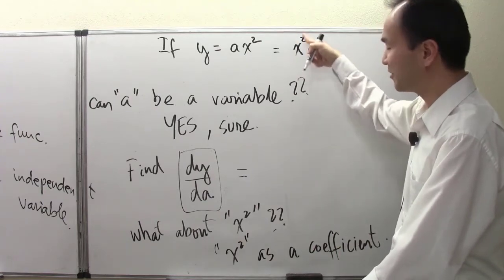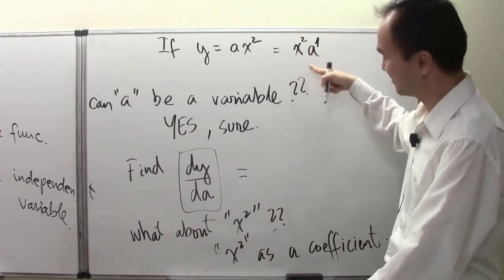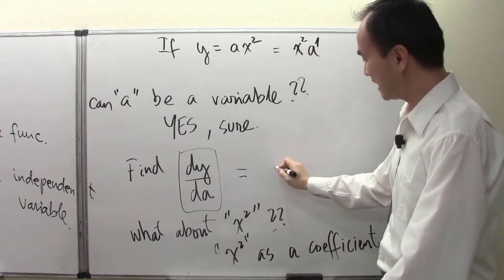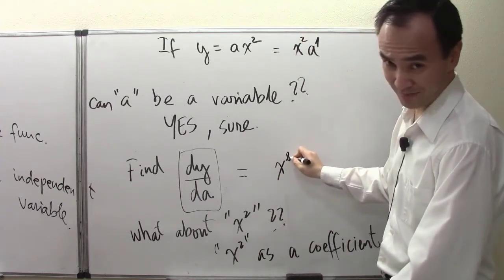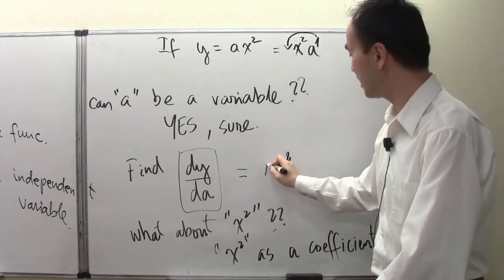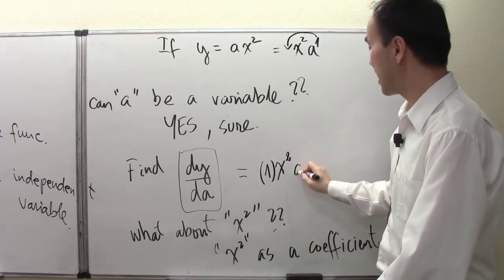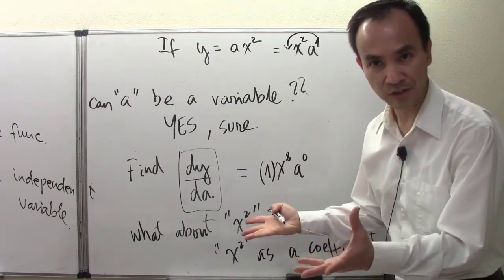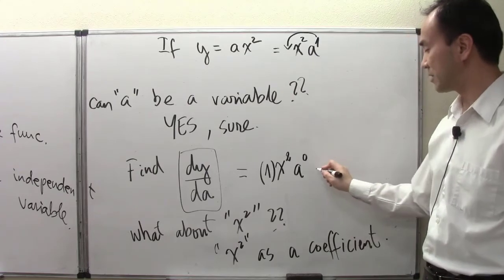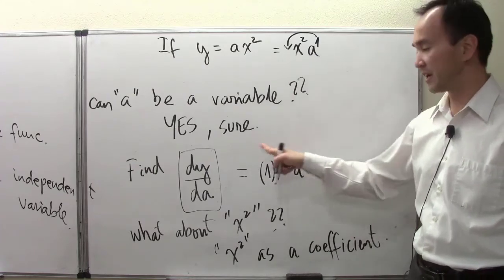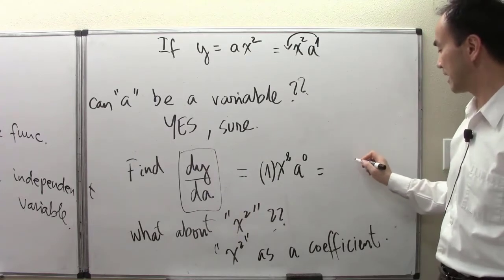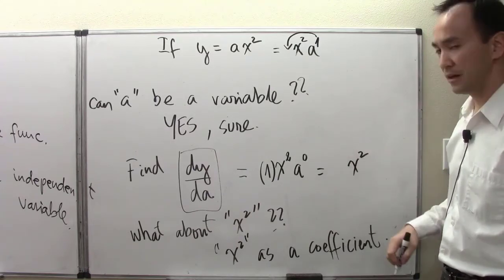If we now agree between each other, between instructor and students, that this is a coefficient, then I'm going to leave the coefficient the same, x squared, and I'm going to multiply the power down in front, so 1 times x squared times a to the 0. The power rule simply applies here. So consequently, my derivative dy dA now turns out to be just simply x squared.